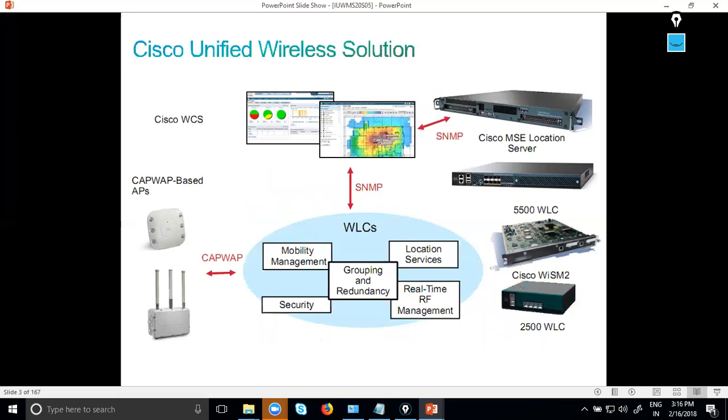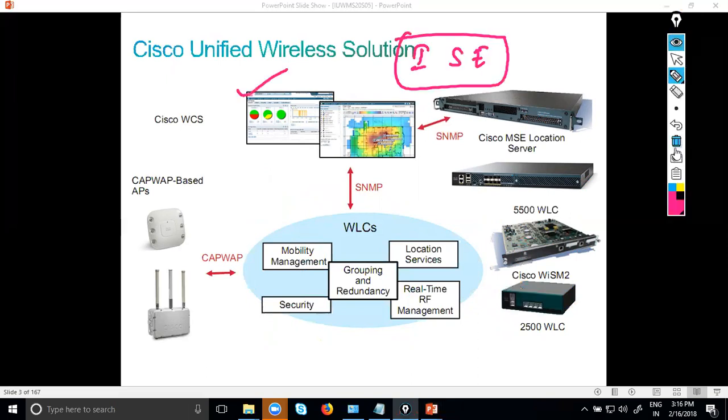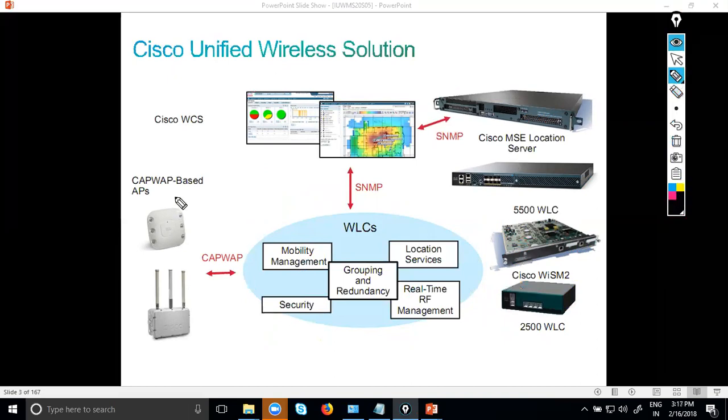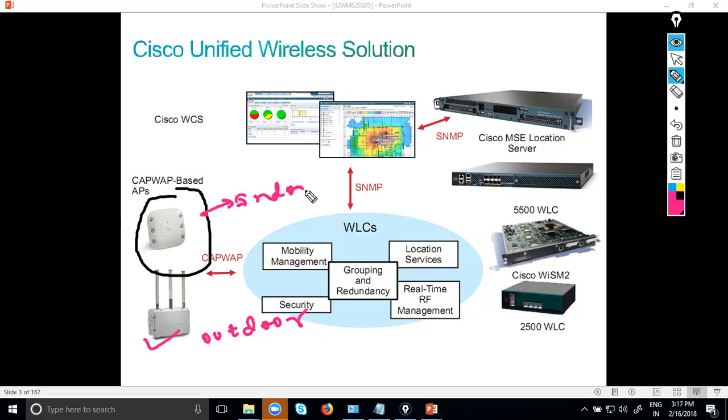Cisco Unified Wireless Solution means what? It means that I have an access point, which is required to connect with a client. I have outdoor also, so this is my outdoor. In the physical diagram, this can be your outdoor bridges, and this can be your indoor. Both can be worked with.